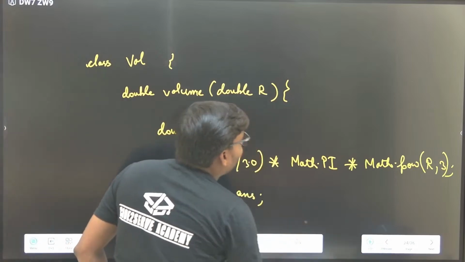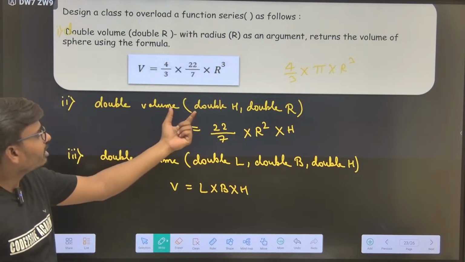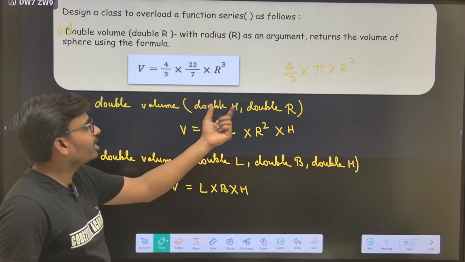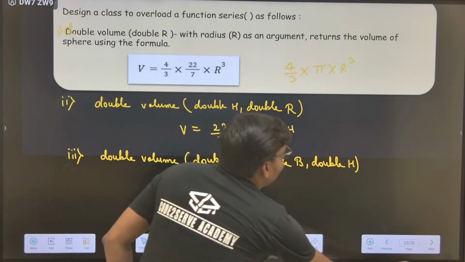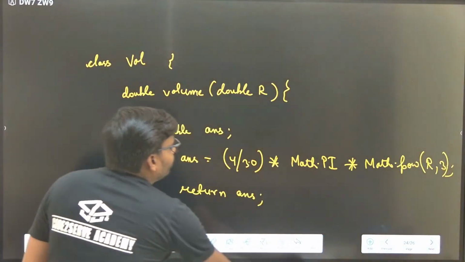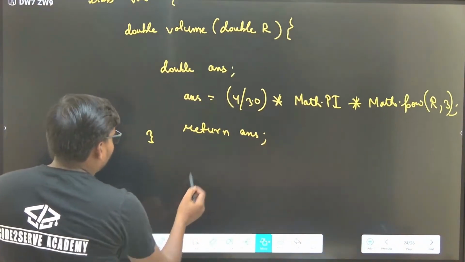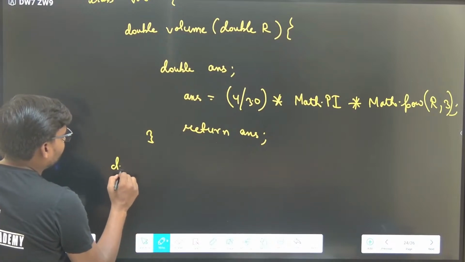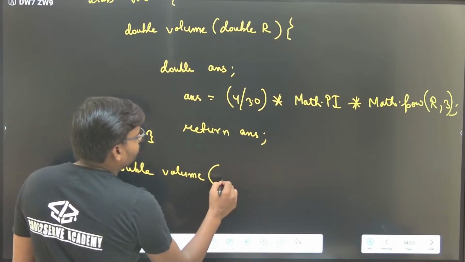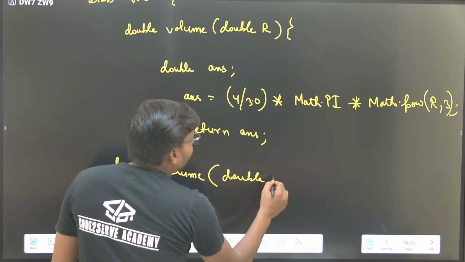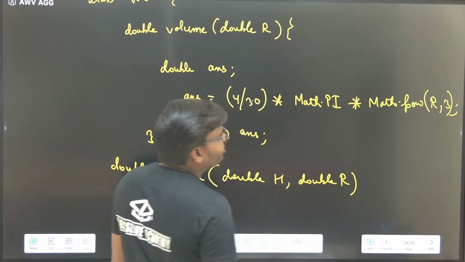Now check for the second part. You have to design another function, volume, that will accept two arguments, double h and double r. Now it will be pi r square h. So now let's implement that. You will get two arguments, that is h and r. So here we'll say double volume, double h, double r. It is very simple.